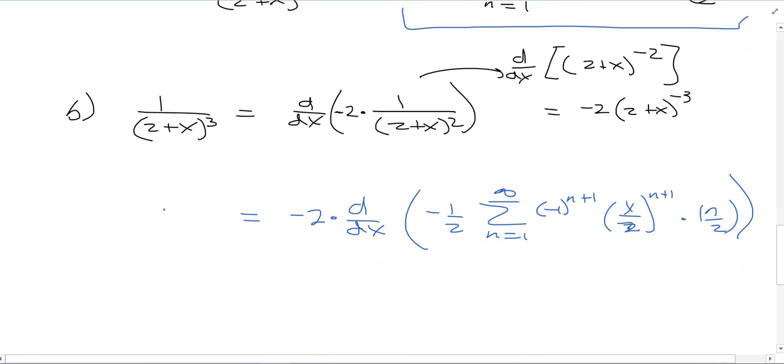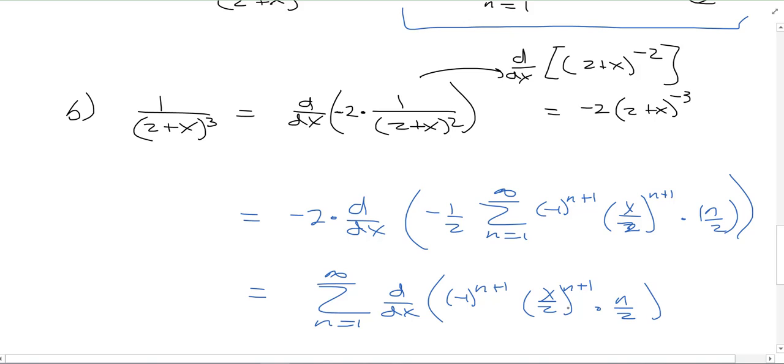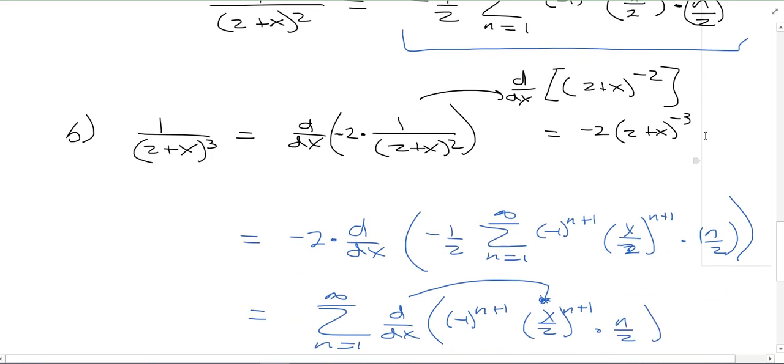And now take the derivative of this. So you can bring the negative 1/2 out, and so those will cancel. The negative 2 and the negative 1/2 become 1. So you're just doing n equals 1 to infinity of the derivative of the stuff in here. Now the variable is the x, so we're going to take the derivative of this part. So it will be x over 2 to the n, and what do we do? Oh, did I write it wrong? Should be n minus 1, yeah.